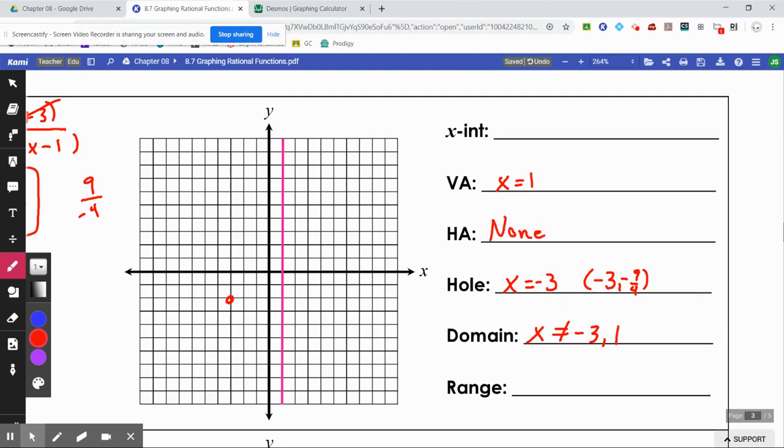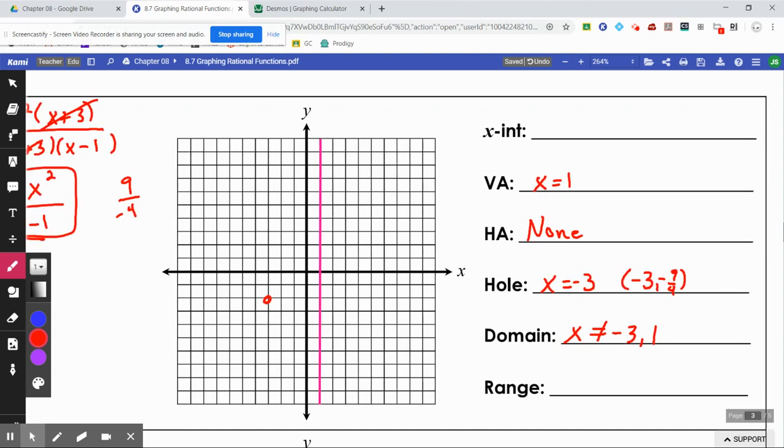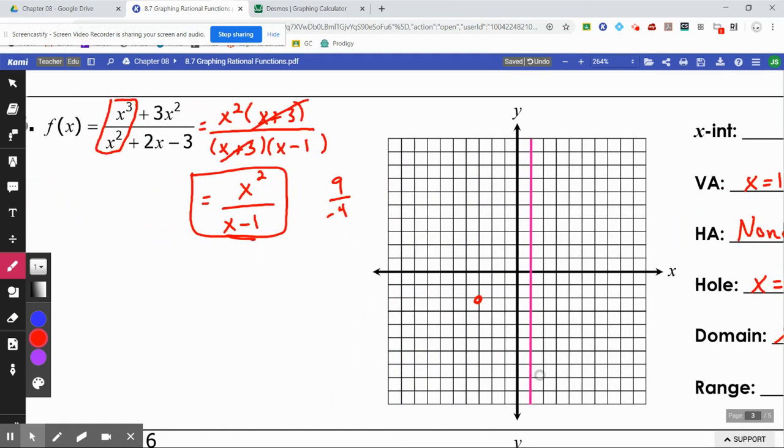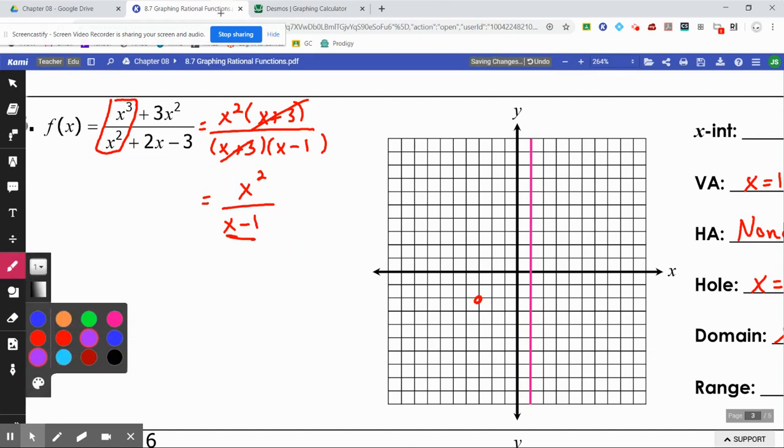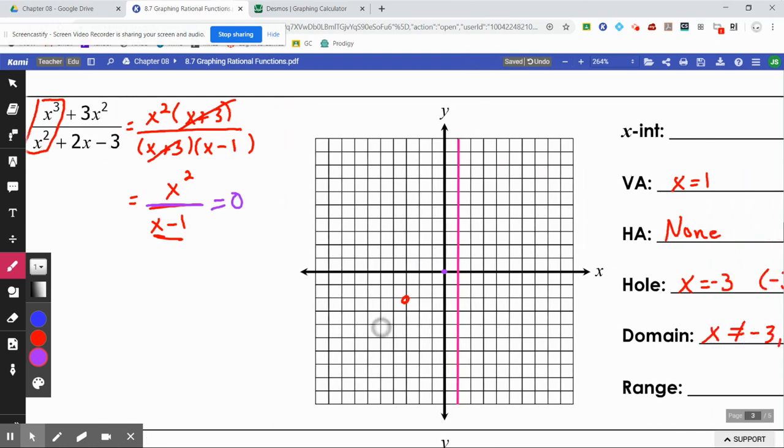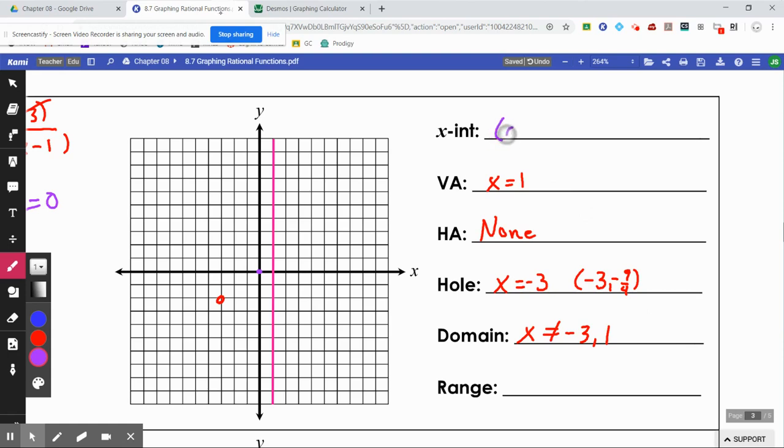So next up, let's go ahead and find our x-intercept. The way we find our x-intercept is we set the function equal to 0. And you can come right here and say equals 0. However, the only way a fraction can equal 0 is if the top is 0. So therefore, you're going to have an x-intercept at 0, 0. When you find that, again, x equals 0 is going to be your x-intercept. So let's go ahead and put that.